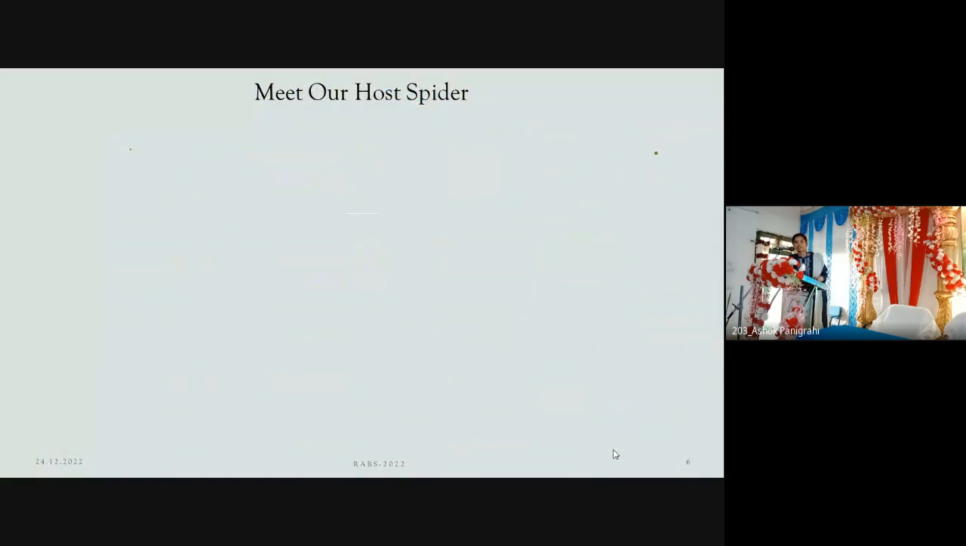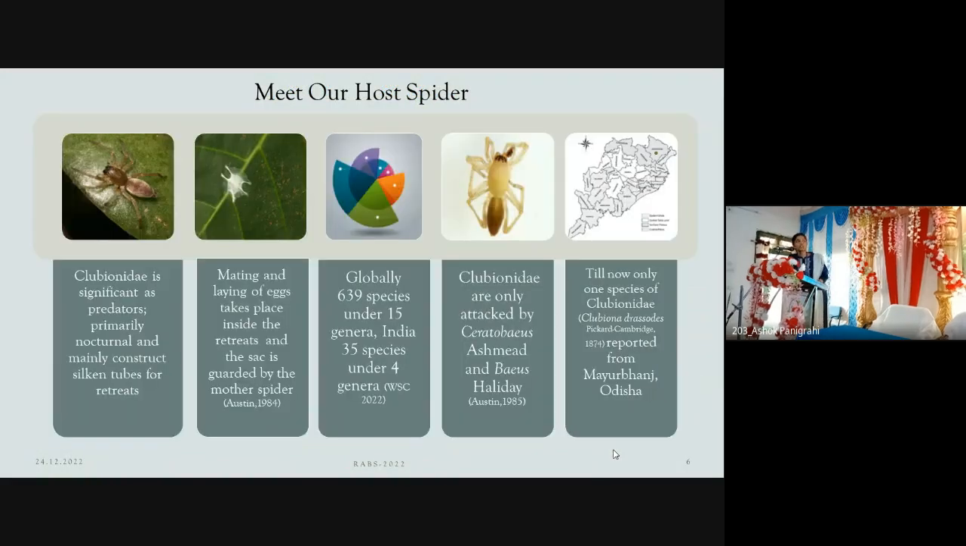In the case study, meet our host spider. These are the clubionid spiders, commonly known as sac spiders. All spiders do not make webs. Some make retreats and some make webs. Clubionids are sac spiders because they make retreats in rolled leaves with both ends open. They lay their eggs inside the retreats, and they also mate inside the retreats. Basically, they are nocturnal hunter spiders.